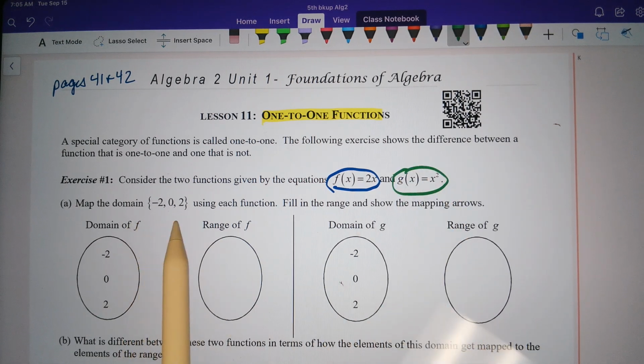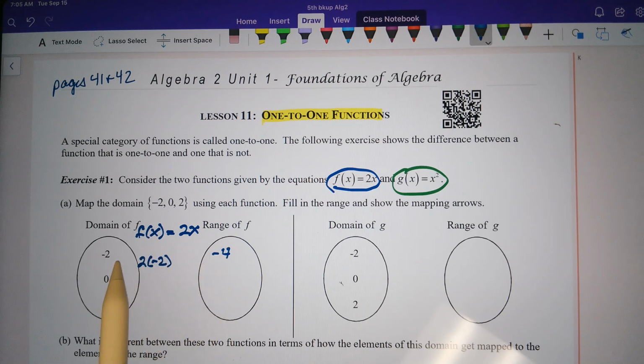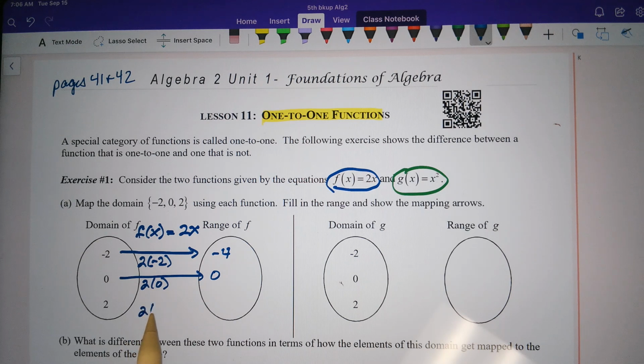Map the domain -2, 0, and 2 using each function. Fill in the range and show the mapping arrows. So for f of x is equal to 2x, an input of -2, we replace x with -2, and we get 2 times -2, which is -4. So -2 maps to -4. 0 in for x, 2 times 0 is 0, so 0 maps to 0. And replacing x with 2, 2 times 2 is 4, so 2 maps to 4.